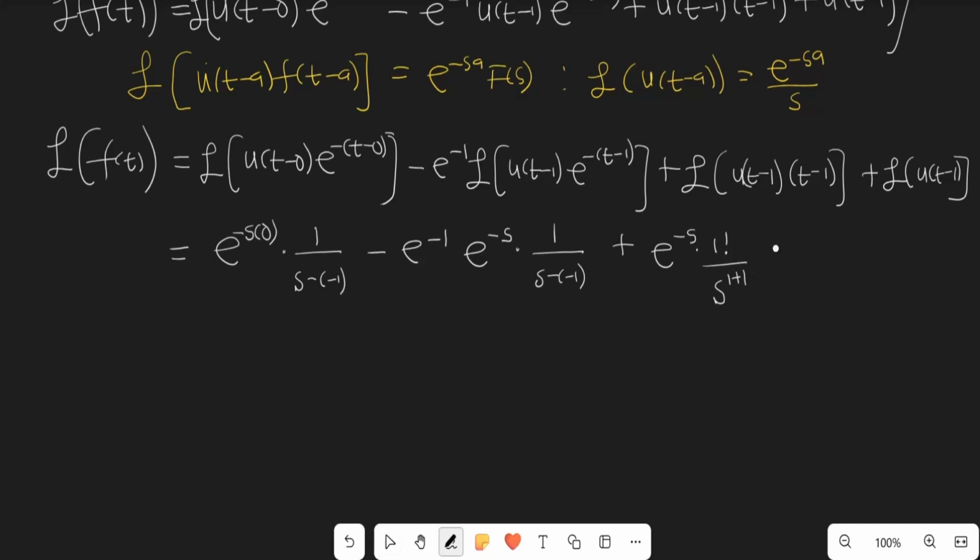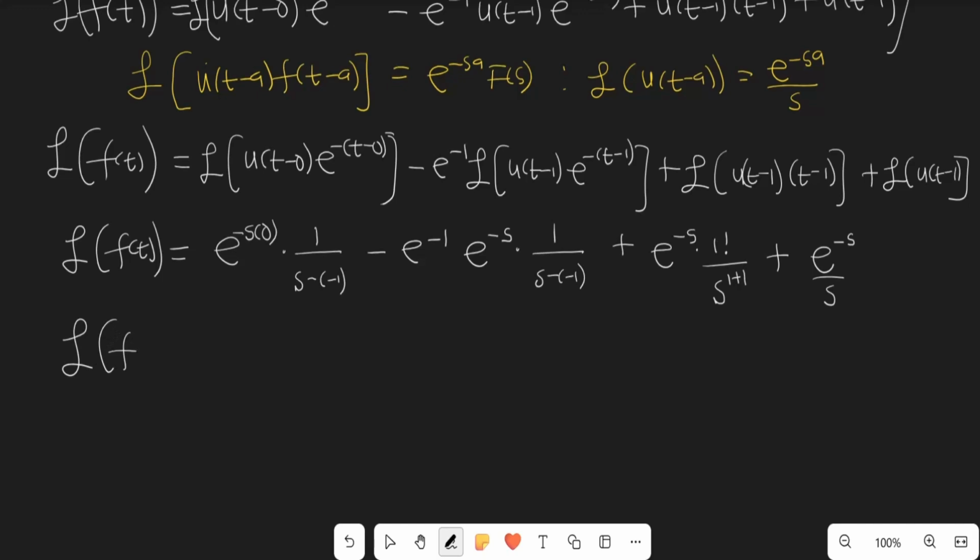Cool. And now the last one is the Laplace transform of the unit step function, which is this. So in that case, a is equal to 1. So that is going to be equal to e to the negative s times 1, which is s, all over s. Alright, so this is the Laplace transform of the function f of t.